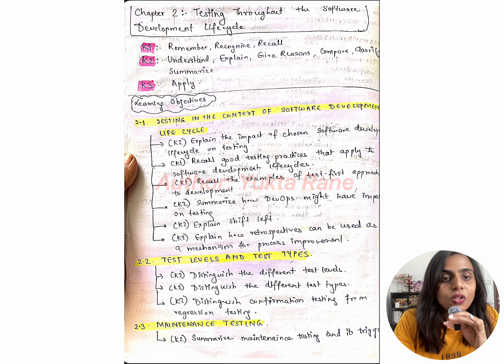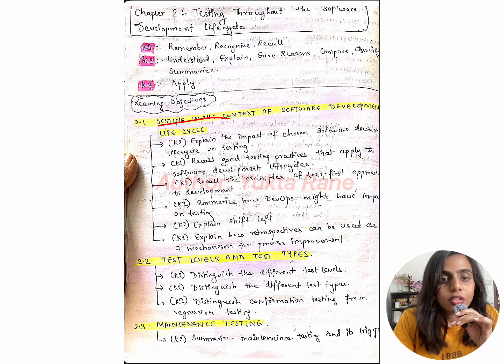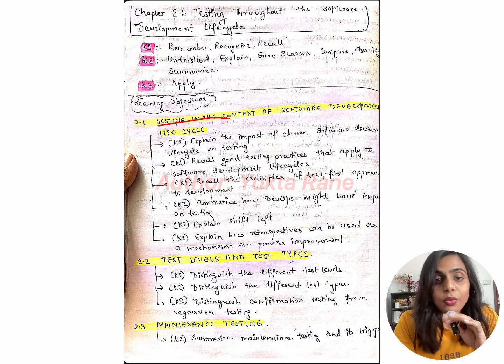So the syllabus of this chapter is divided into three parts: 2.1, 2.2, and 2.3. So 2.1 is about testing in the context of software development lifecycle. In this video, we'll be covering 2.1. In 2.1, there are 6 submodules, out of which 4 are K2 and 2 are K1.